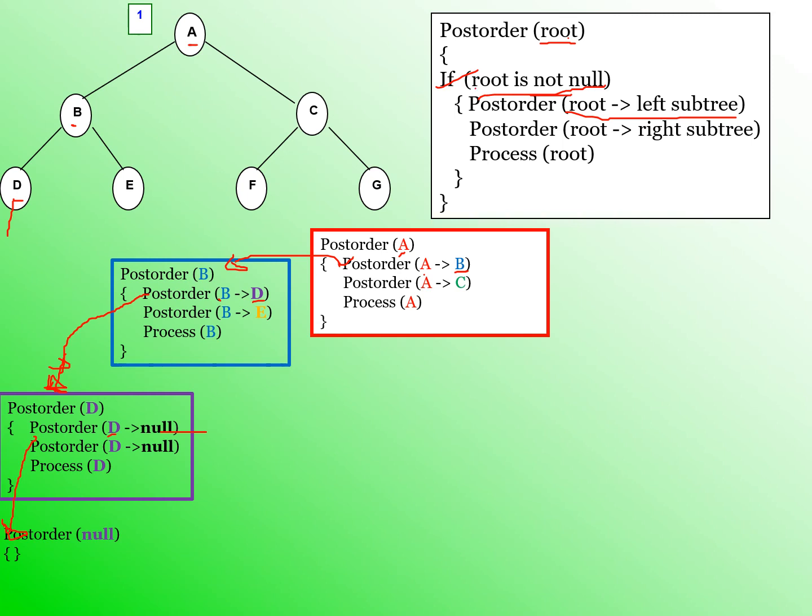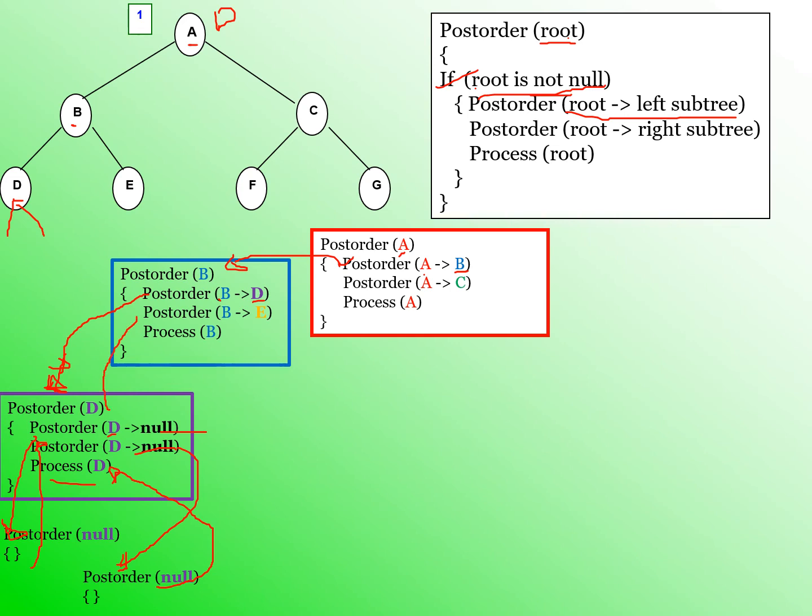Is null not null? Okay, so false. So, kung false yan, walang gagawin. Just go back to the calling function. Next statement is post order D referencing to the right subtree. So, the right subtree is, again, null. So, tatawagin niya ulit ang sarili niya. Post order, null. Okay? Null is not null, so false. Okay? Go back to the calling function. And then, process D. Okay? So, process natin si D. Okay? So, we're done with post order D.